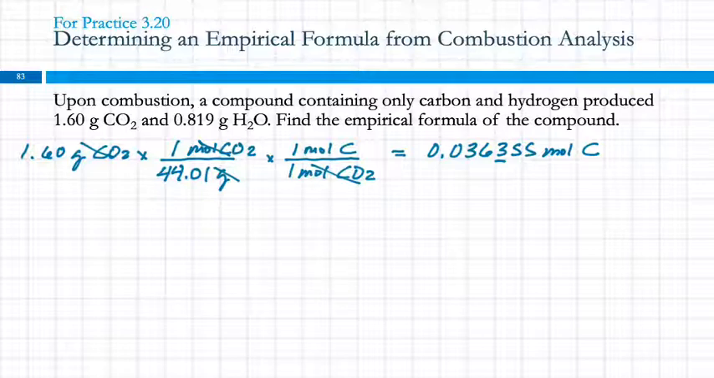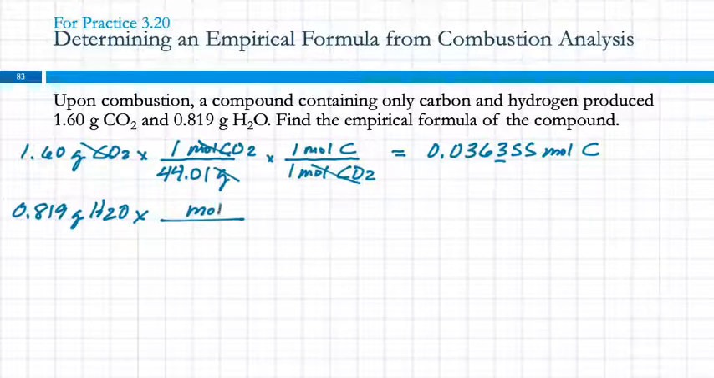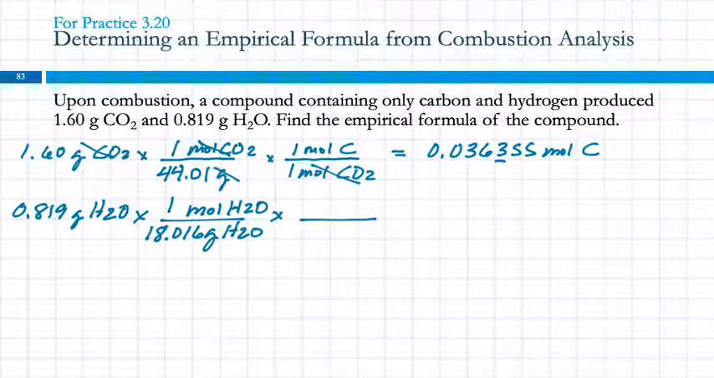Then I'm going to take the mass of water, 0.819 grams of water, and I'm going to do the same process. I'm going to convert it to moles, and then moles of the element. So grams of water, moles of water. You have to calculate the molar mass of water, 18.016. And then I'm going to convert from moles of water to moles of hydrogen.